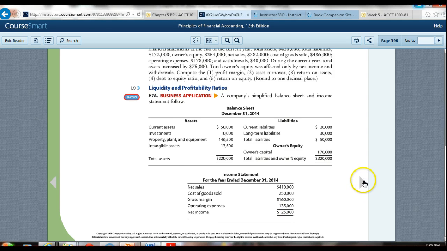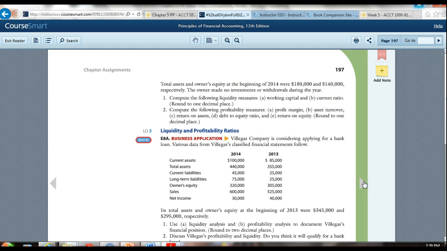Next, part 2 wants us to compute some profitability ratios. The first one is profit margin. Who can look and see how we compute profit margin? Net income over revenue. Net income divided by revenue.